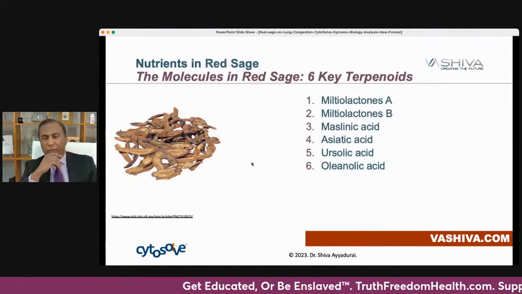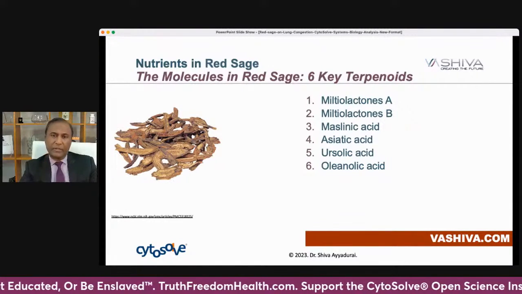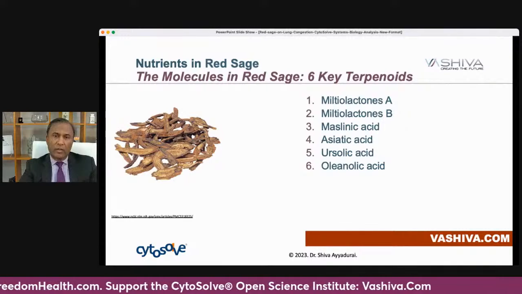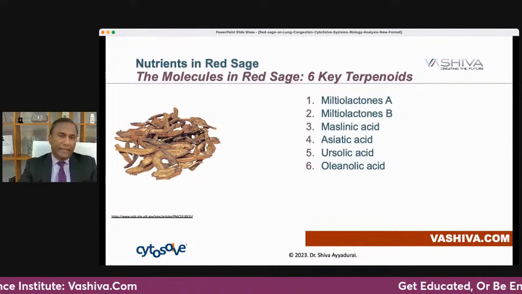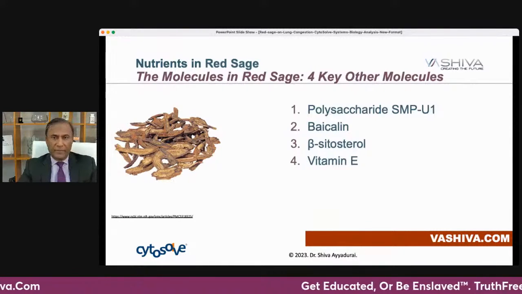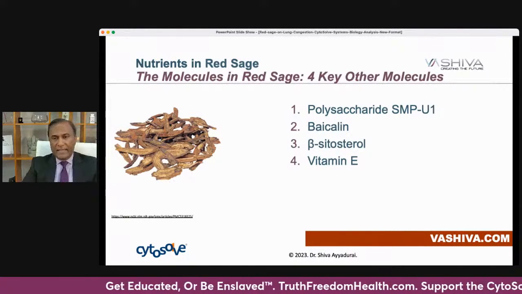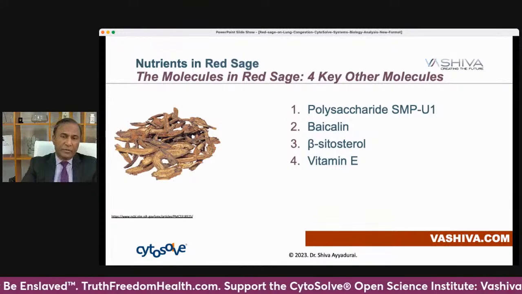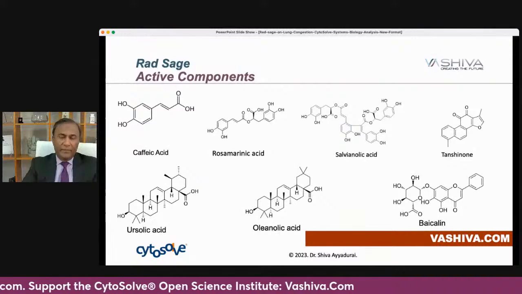There are also 6 terpenoids: miltirolactone A, miltirolactone B, maslinic acid, asiatic acid, ursolic acid, and oleanolic acid. So there are 6 terpenoids, and again, these are another set of very powerful compounds. There are also 4 other molecules: polysaccharide SMP-U1, baicalin, beta-sitosterol, and vitamin E. So 4. When you add this all up, you have these 21 molecules.